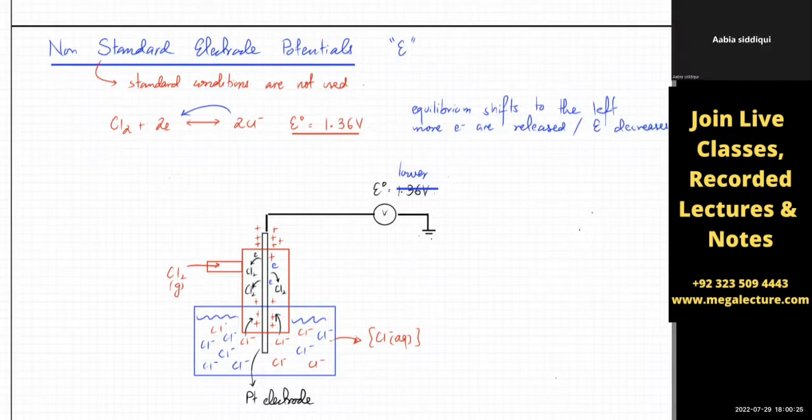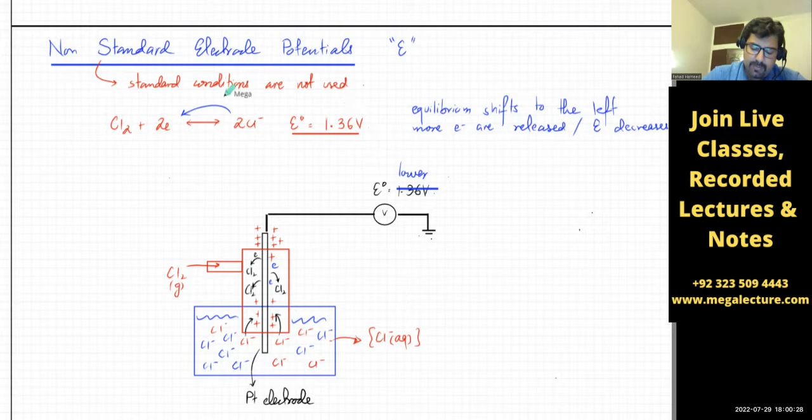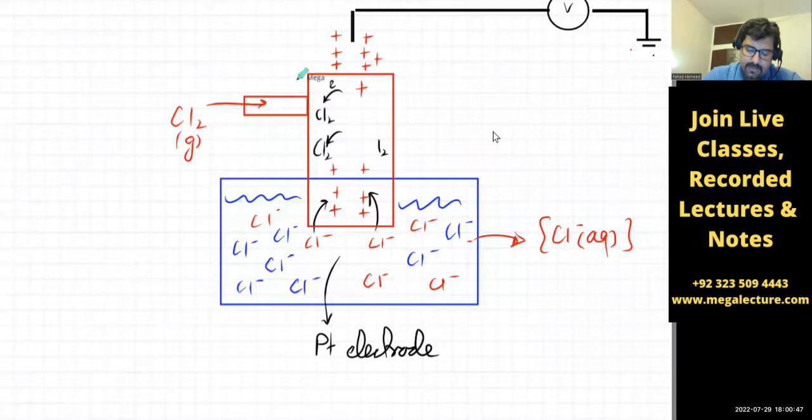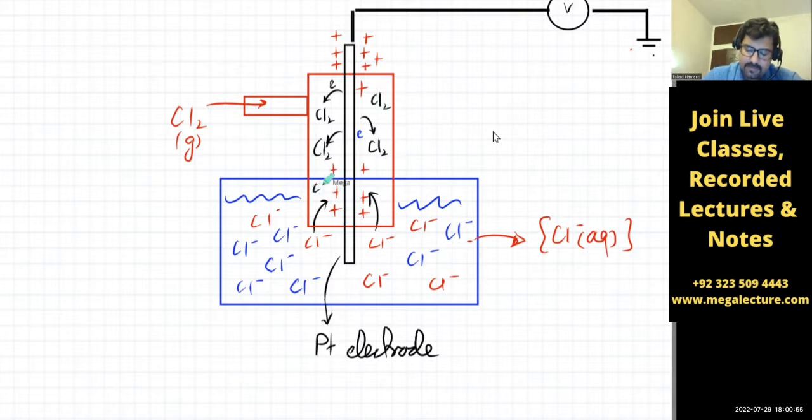Vice versa, if I somehow push this equilibrium to the right, then what's going to happen? How can I push it to the right? If I increase the concentration of Cl2, if I increase the pressure of Cl2, if I have more Cl2, right? If there are more Cl2 molecules, then those Cl2 molecules will start to gain electrons if I have more of them. So let's say there's another Cl2. If I have more Cl2, they will start to gain electrons.